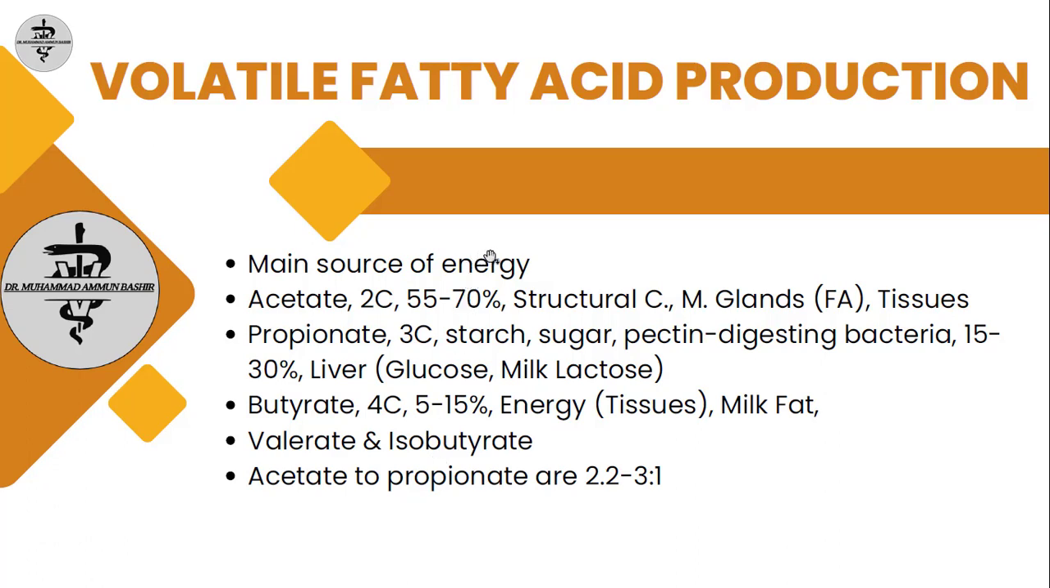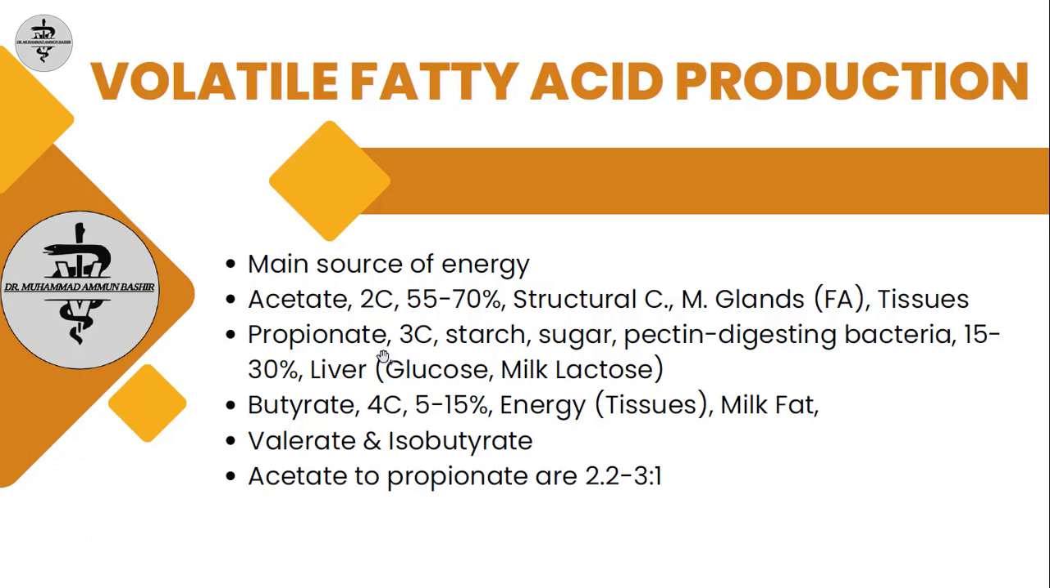Volatile fatty acids are the main source of energy inside the body of a cow. Acetate is a 2-carbon volatile fatty acid, and its percentage is 55 to 70% of the total volatile fatty acids. Acetate is made from the digestion or fermentation of structural carbohydrates. Acetate goes to the mammary glands and forms fatty acids there, as well as being used in tissues as a source of energy.